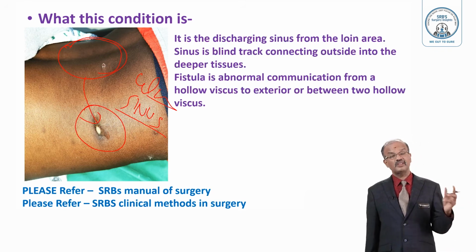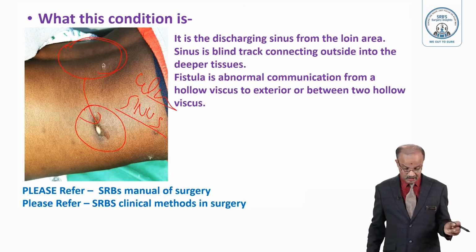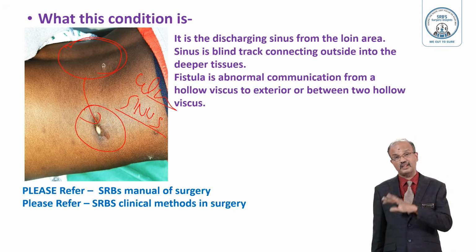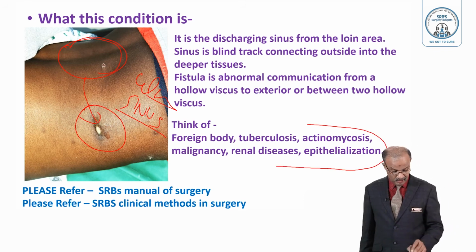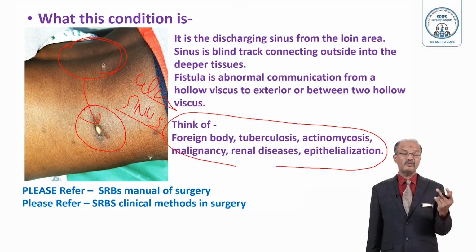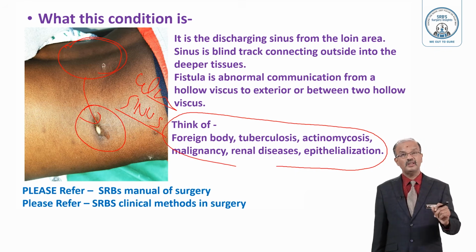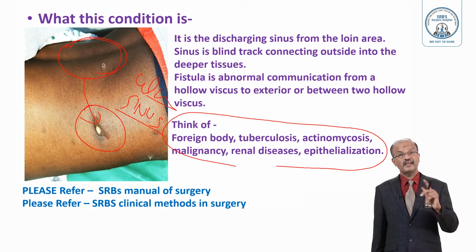Fistula is different from sinus. A fistula is a connection between the exterior and a hollow viscus, or between two hollow viscera. Here it is only a blind track. A sinus is a blind track, a fistula is a connection. That difference you should remember always. So think of all these causes I have told, and accordingly evaluate: do a discharge study, take a biopsy, do an image study, MRI of the spine, find out the focus and treat accordingly.